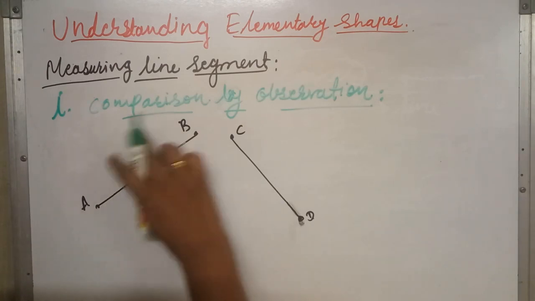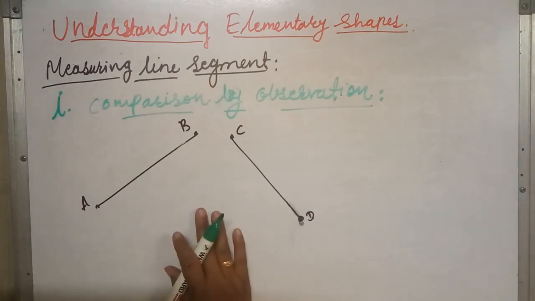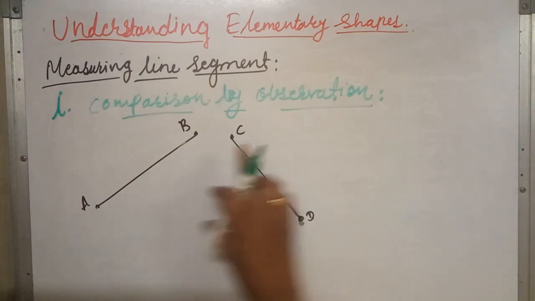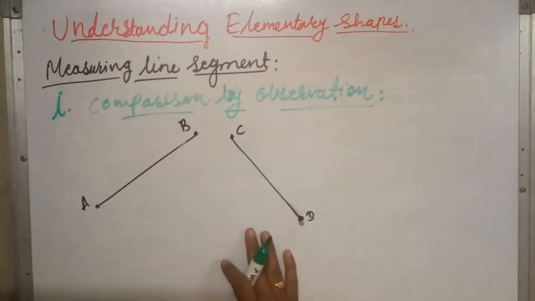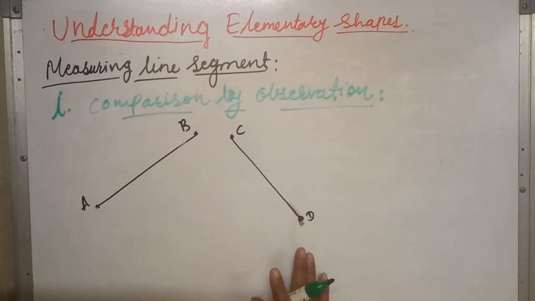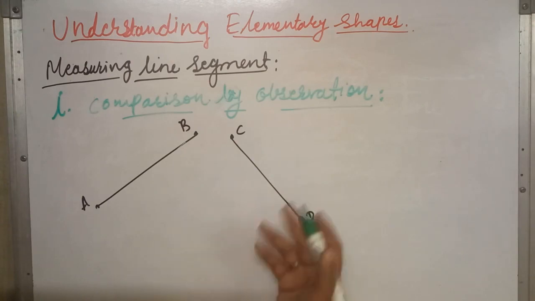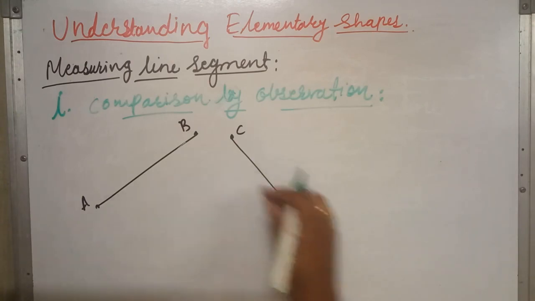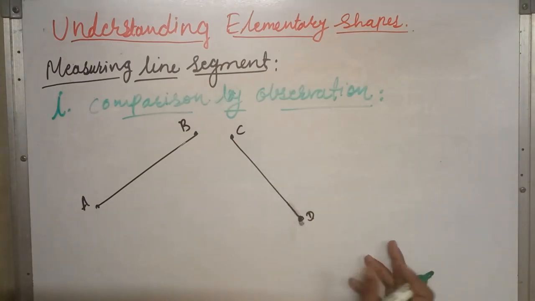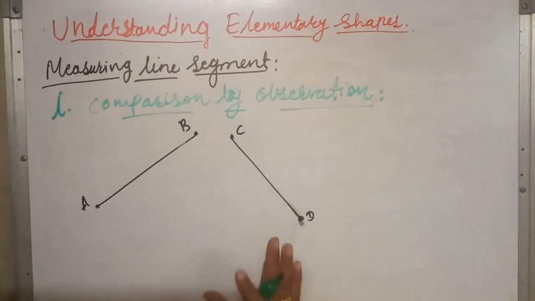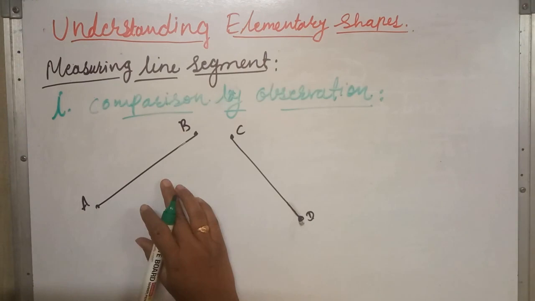Only comparison by observation does not always work, because if you observe these two line segments, they look equal. So how can you judge it? You can't say it is equal either, because there is no basis for judgment. If one is bigger, you can say it easily. But if both look the same, is it exactly the same?